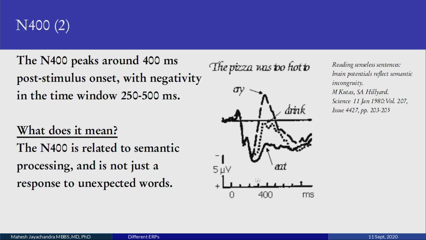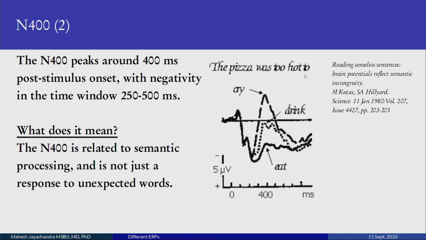So it peaks around 400 milliseconds after the stimulus, and the negativity is in the time window of 250 to 500. So what does it mean? It's related to semantic processing and is not just a response to unexpected words. So this was the original N400 finding by Marta Kutas and Steven Hillyard, and they published it in Science in 1980.